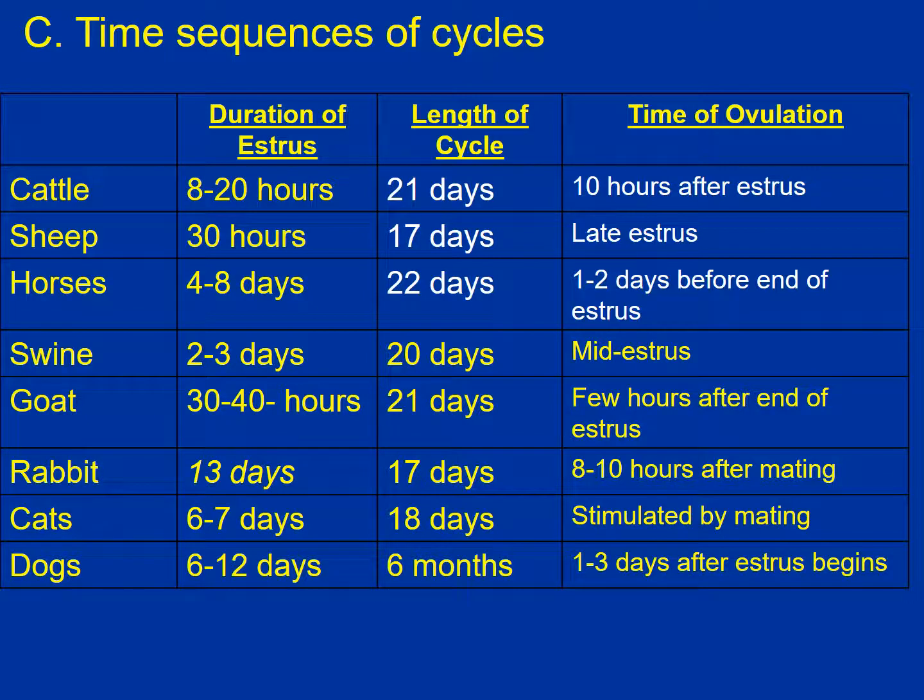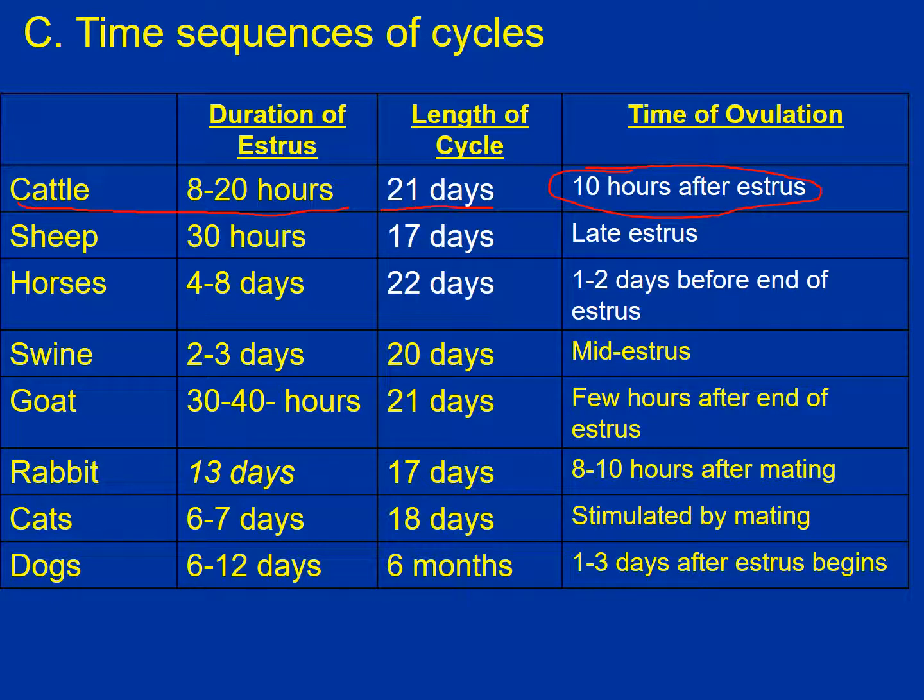Well, the species can vary quite a bit as far as timing of the estrus cycle and actions of the females during estrus, etc. So let's review. We've talked about cattle, duration of estrus, 8 to 20 hours, and there can be quite a bit of variation. It can be as few as 4 hours and as much as 24 hours. Length of estrus cycle on average 21 days, but between individual cows it can certainly vary between 19 and 23 days. Time of ovulation is about 10 hours after the end of estrus.